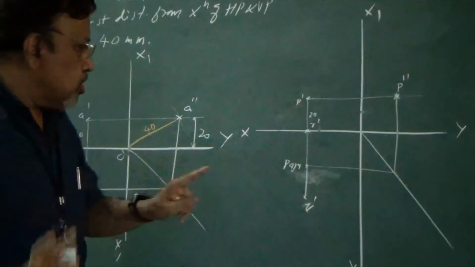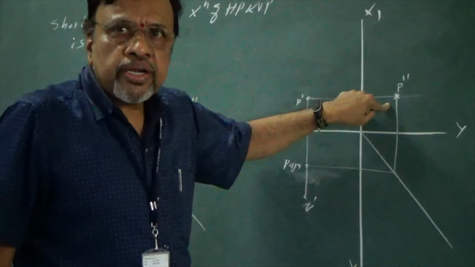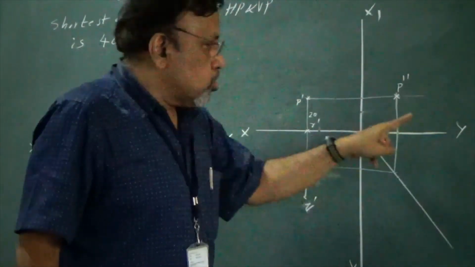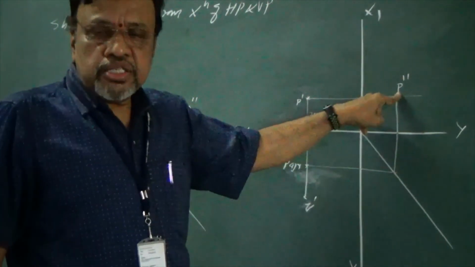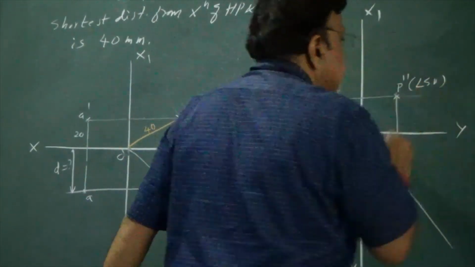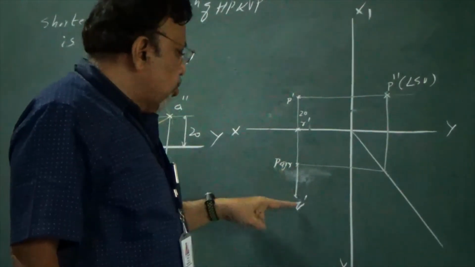Now we clearly know that this point P is in which quadrant? Point P is in the first quadrant. Since it is in the first quadrant and I am projecting onto the right side, this is your left side view. So I will simply say it is LS. Now we know that point Q is in the fourth quadrant.